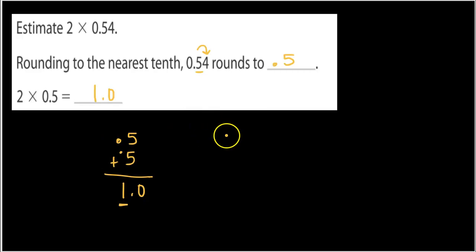If I were to multiply this, I would say 0.5 times 2. I'm pretending this is a whole number, so I'll move it one place to the right. 2 times 5 is 10. Drop my 0, carry my 1. 2 times 0 is 0, plus 1 is 1. Well, because I moved it one place to the right, I got to move it one place back to the left. So my answer is 1.0.